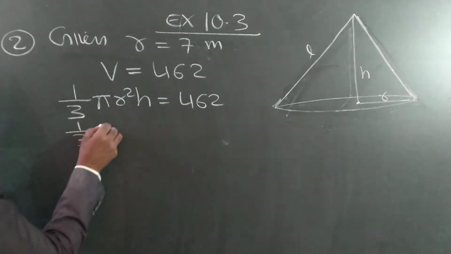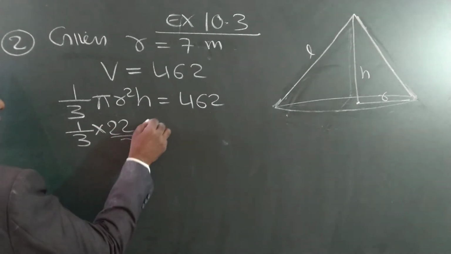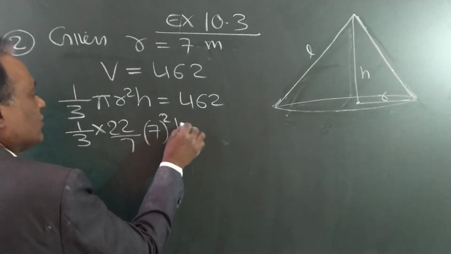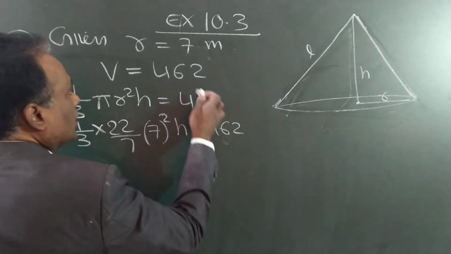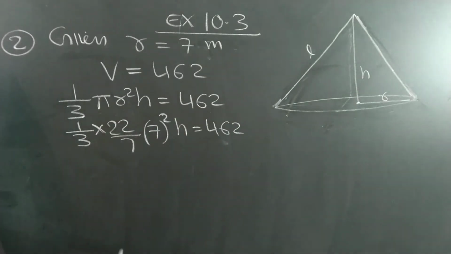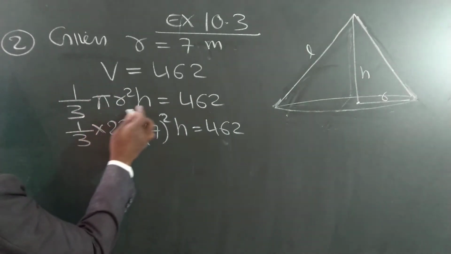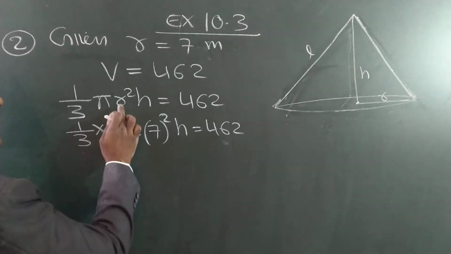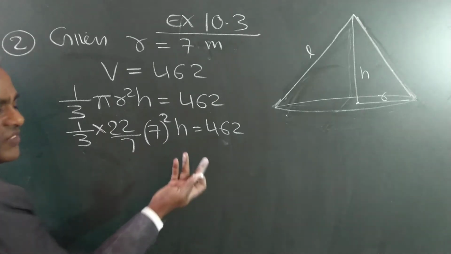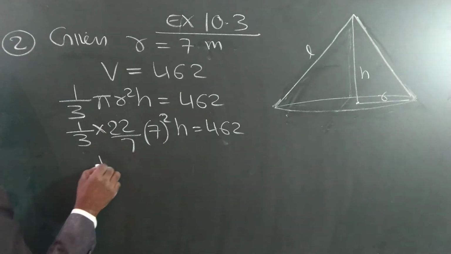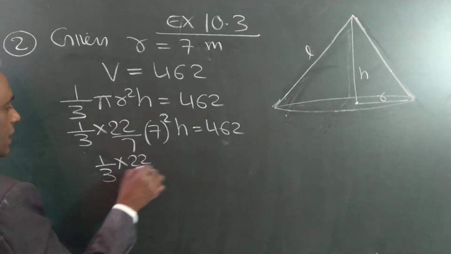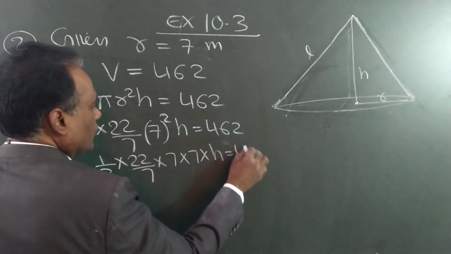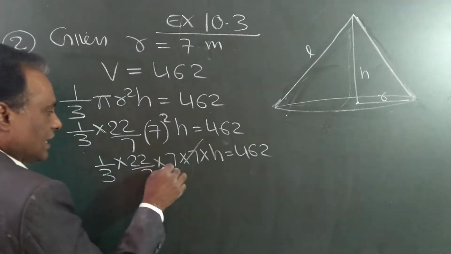1 by 3 pi is 22 by 7. R is 7, whole square, into H is equal to 462. This volume equal to 462 is given in the problem. H we have to find. So 1 by 3 into 22 by 7 into 7 square, 7 into 7, into H is equal to 462. One 7 we can cancel.